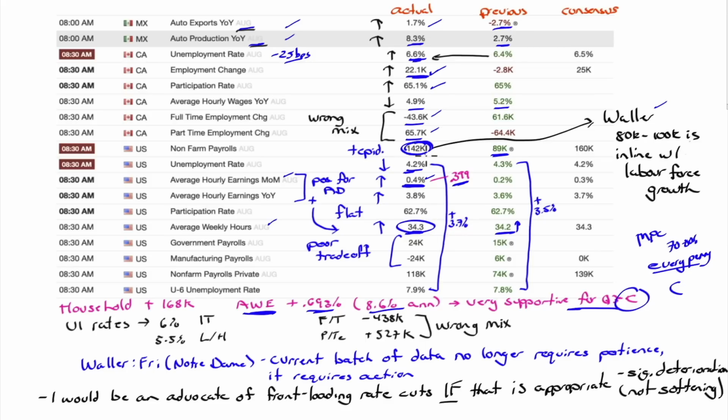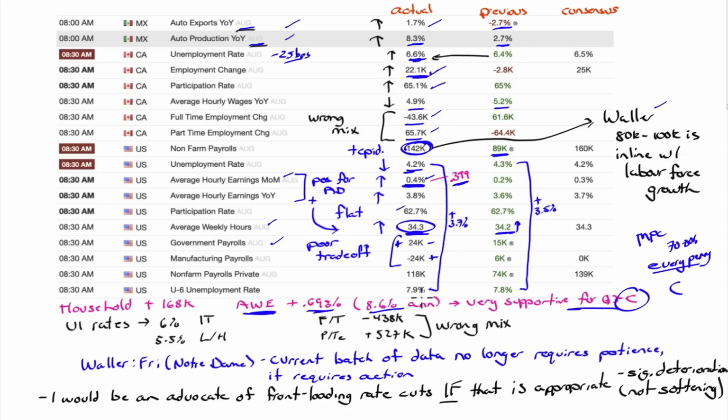Yeah, you added another 142 on top of all the jobs that exist. You added another 142,000 people taking paychecks home. And of everybody out there, they got more money per hour and worked more hours per week. That is really big for consumption. Participation rate stayed flat, 62.7. Government payrolls, manufacturing payrolls, that's a sort of a poor trade-off. It would be nice to have seen it the other way around, because you don't want government carrying everything, do you?